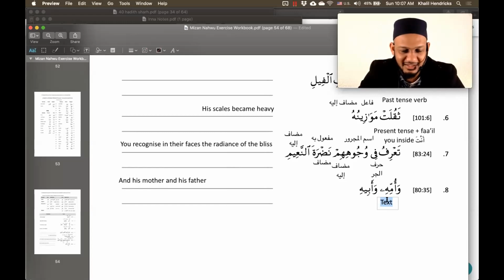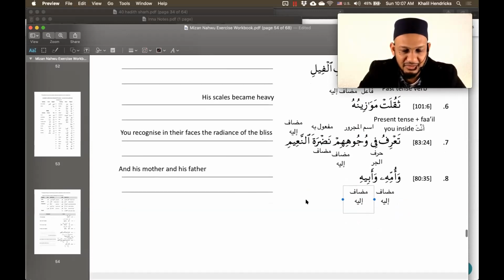So next one. What's the label for the he? That's actually the main one I'm looking at now. It's mudafun ilayh. Why? Because it is his mother, or the mother of him. And again, I'm going to repeat the rule: whenever you have an attached pronoun attached to an ism, it's always mudafun ilayh. What about abihi? Same thing. That he is a mudafun ilayh.